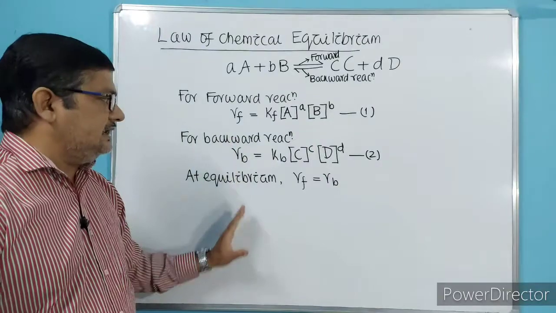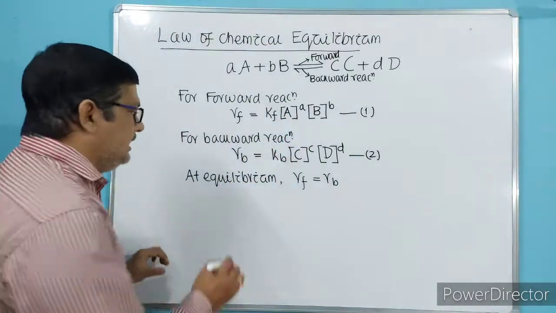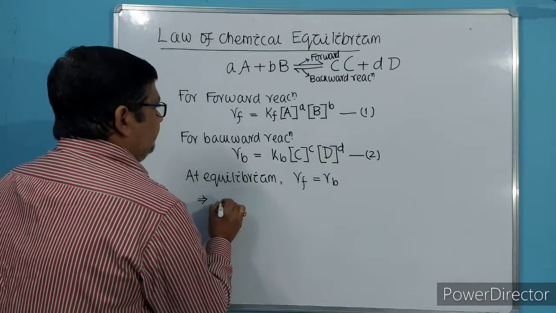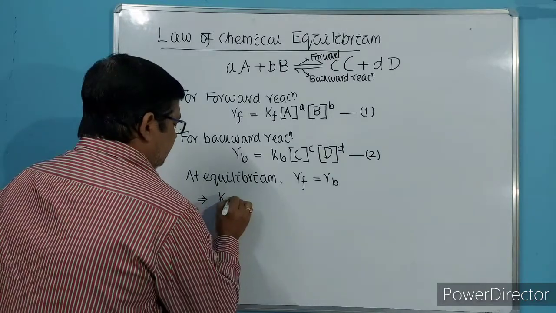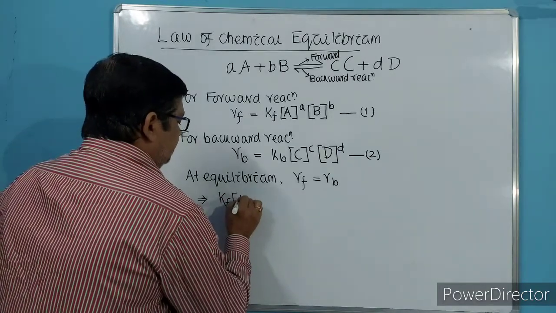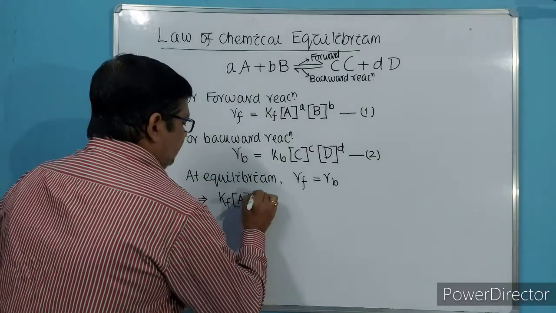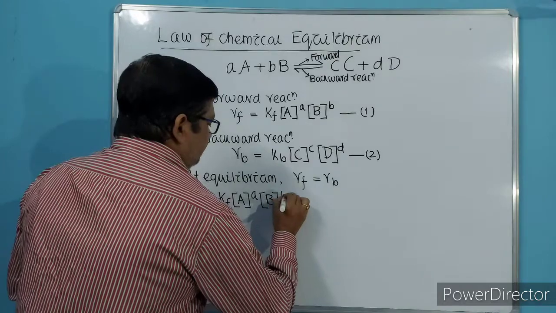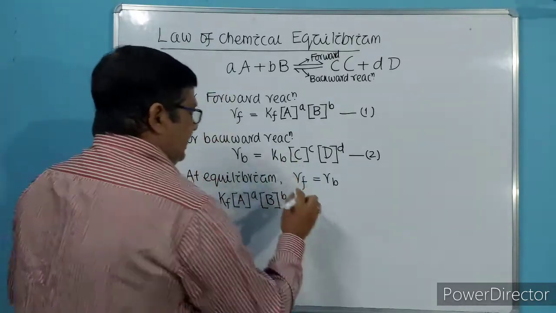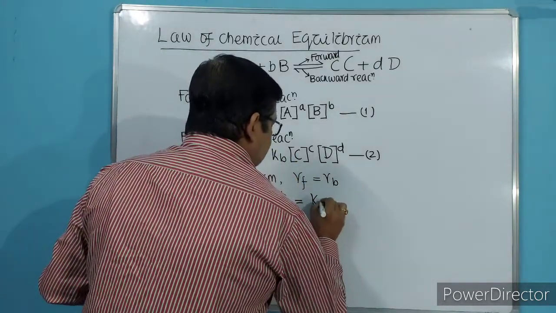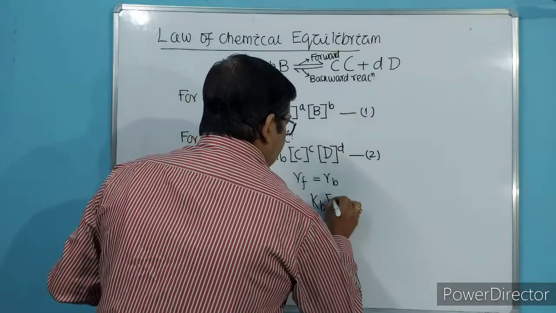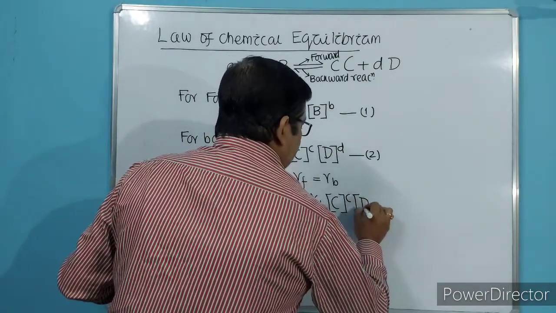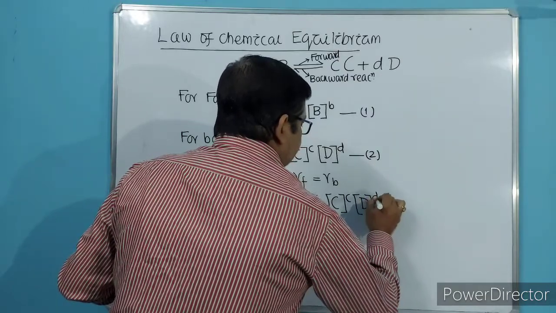Since the left hand side is the same, we will equate the right hand side. What can we write at equilibrium? kf into [A] to the power a into [B] to the power b becomes equal to kb, that is the rate constant for the backward reaction, into [C] to the power c into [D] to the power d.